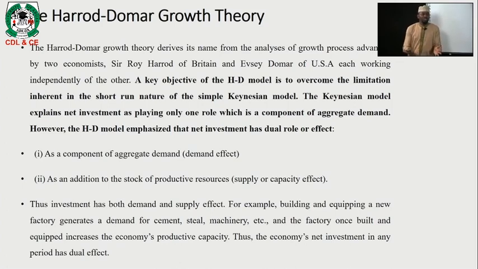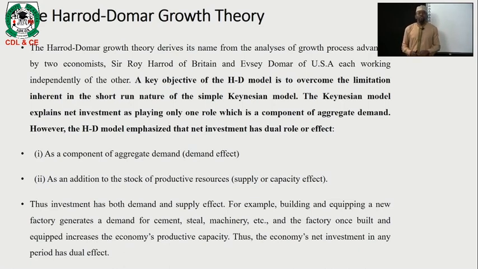The Keynesian model explains net investment as playing only one role, which is that it is a component of aggregate demand. In the Keynesian model, investment is only seen as a component of aggregate demand. However, the HD model emphasized that net investment has dual roles. One of them is that it is a component of aggregate demand, as explained by the Keynesian school, and then it is also an addition to the stock of productive resources.